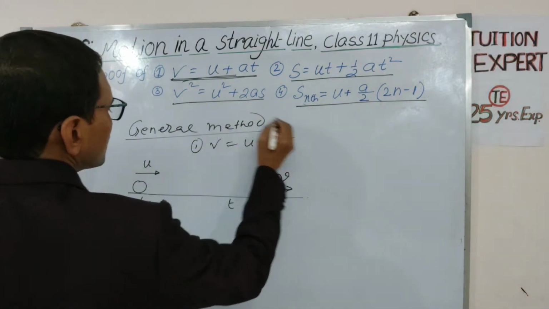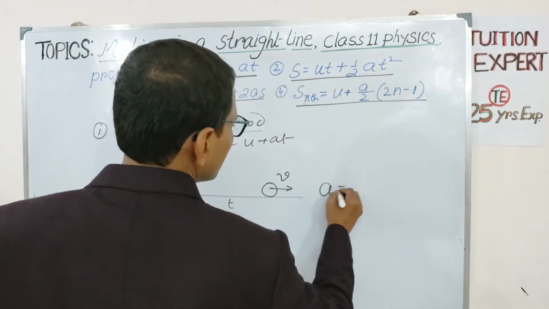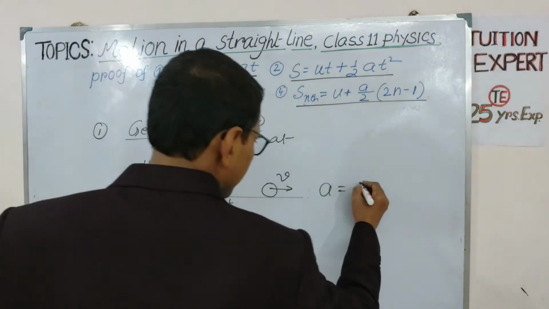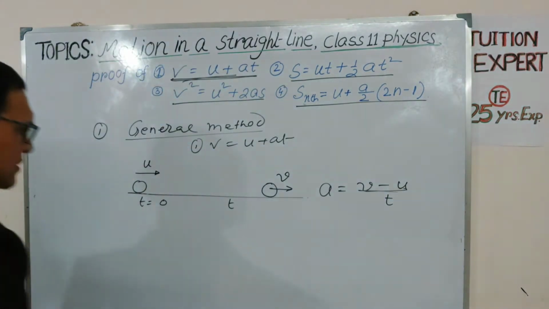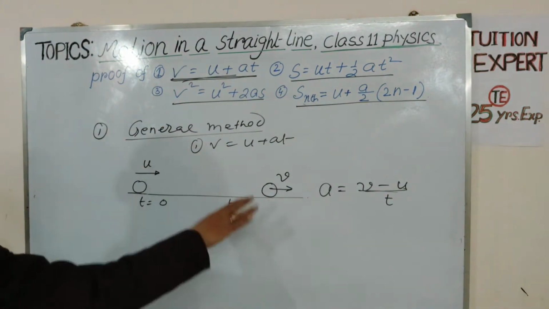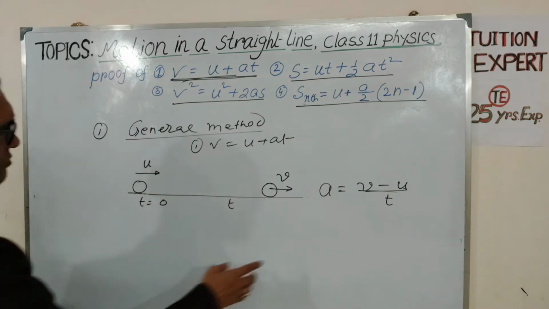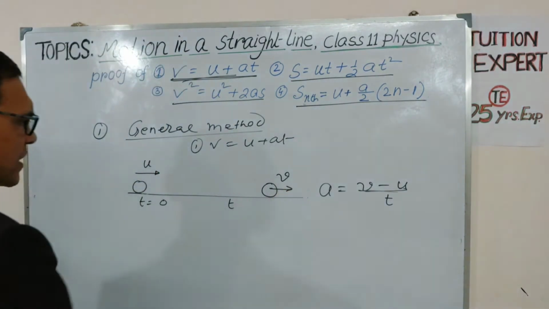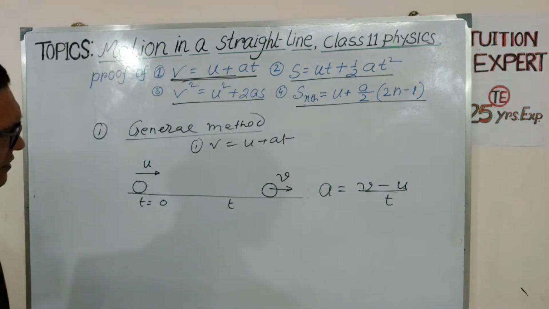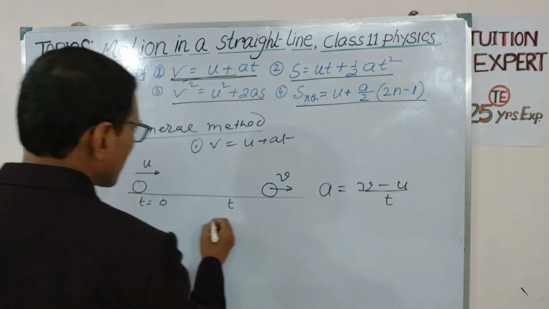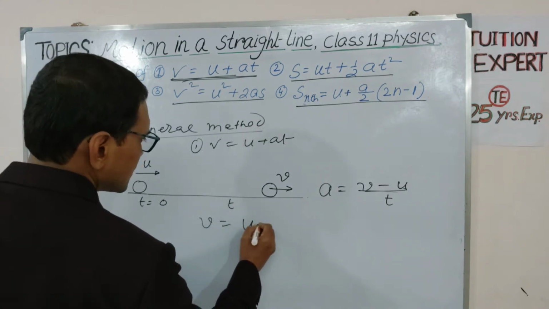This is the proof of v equal to u plus at. Acceleration of the body, we know, is the rate of change of velocity, that is v minus u by t. The motion of the body is along a straight line, so we just subtract this. This is not a vector; we are not using the vector convention. So acceleration equal to v minus u by t. From this we get v equal to u plus at.